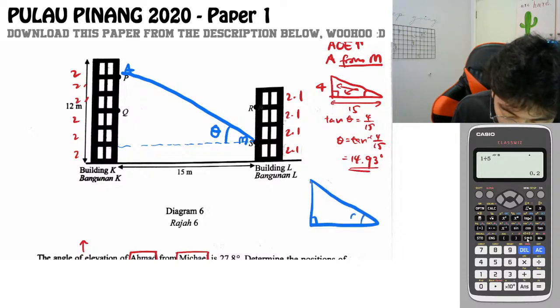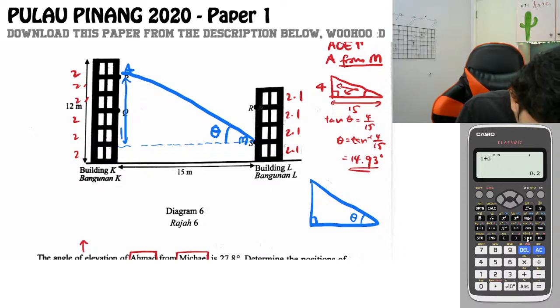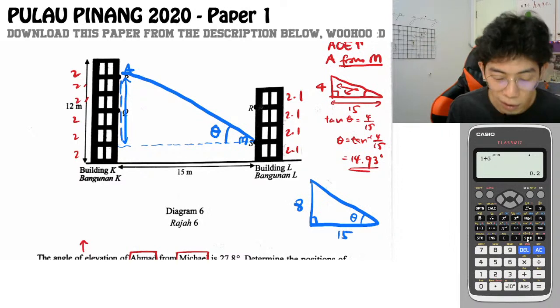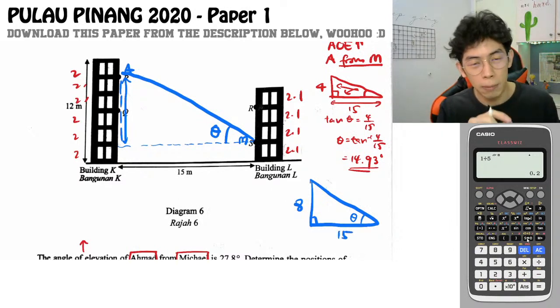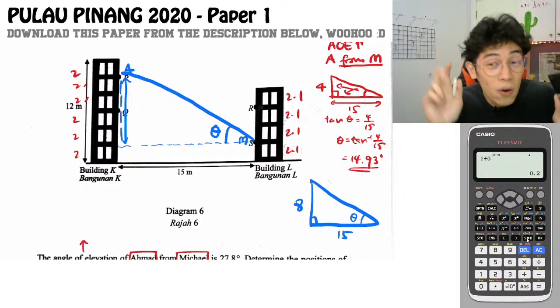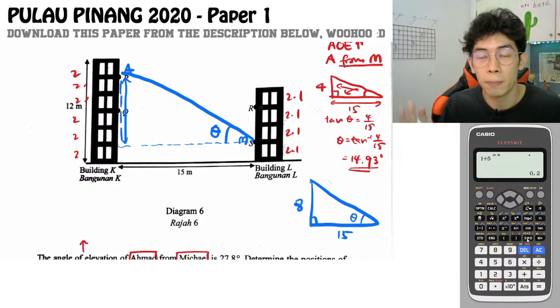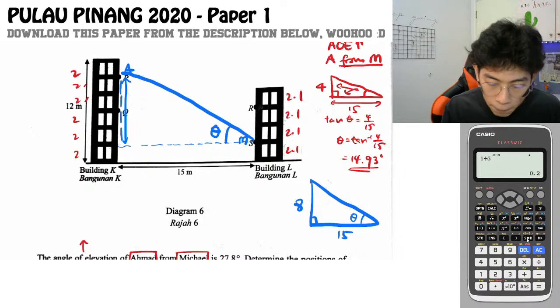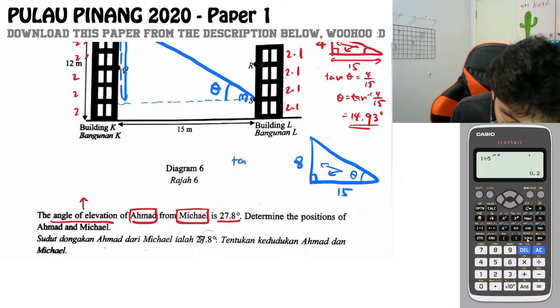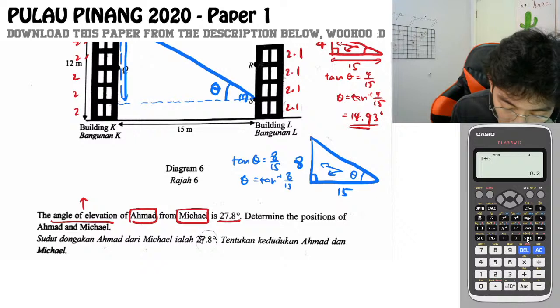So that's my theta, and this will be a total of 2, 2, 2, 2. So it will be 8, and over here I know it's not 15. I know that it's maybe 15 point something, a longer bit, because it's the so-called hypotenuse, but we don't care because it's not significant. Okay, so we're going to do tangent again. Tangent theta equals 8/15. So theta equals shift tangent 8/15.